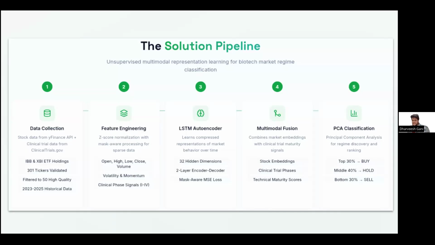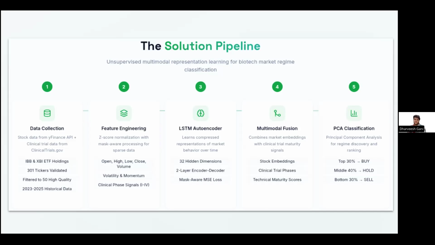For the clinical phase signals, we did global scaling, Z-score normalization globally. And for the stock features, we applied log1p normalization only to the volume feature, because we did not want the model to be biased positively toward the highly liquid, high-volume trading stocks. We wanted the model to learn equally from both the clinical and stock features without overweighting one or the other.